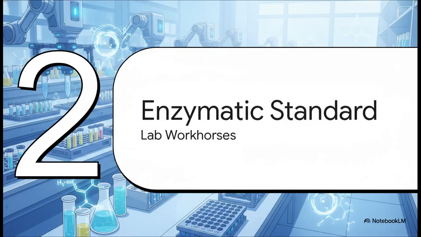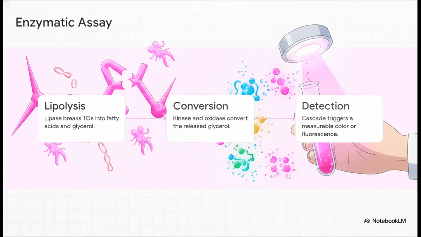Moving on to Section 2, the enzymatic standard. To see how labs traditionally tackle this, let's look at the complete experiment presented by Dr. Kim on triglyceride estimation. The standard enzymatic kit relies on this really neat 3-step biochemical cascade. First, an enzyme called lipase is introduced, and its job is to break the triglycerides apart into free fatty acids and a glycerol backbone. Next, secondary enzymes, like glycerol kinase and oxidase, are sent in to react specifically with that released glycerol. Finally, this reaction produces a byproduct, usually hydrogen peroxide, which then triggers a measurable color change or a fluorescent signal. That light or color intensity acts as a direct proxy for the amount of triglycerides that were originally in the sample.